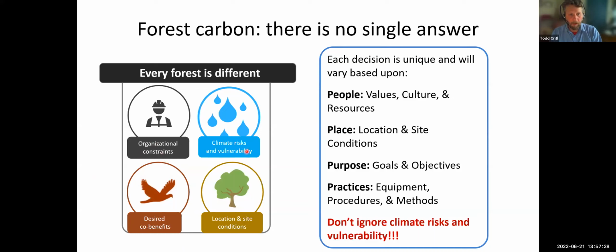We talked about climate risks and vulnerability as being one of those guiding ideas to really inform how you might best manage for carbon. We recognize the importance of the site conditions, and that really informs those climate risks. And from a wildlife habitat perspective, looking at those co-benefits is important, as well as recognizing the constraints that you're operating under with your management.